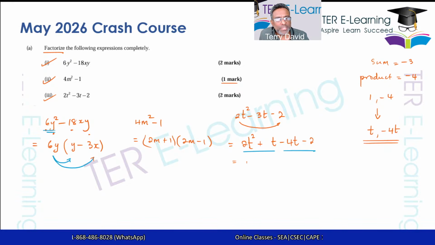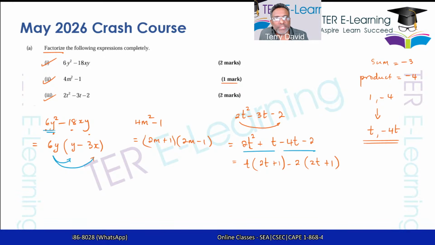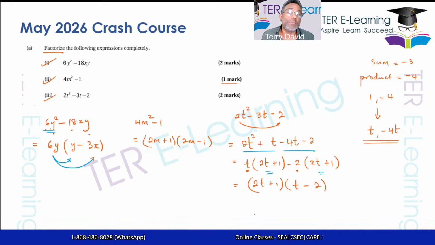Okay, so this will be t, open brackets, 2t plus 1. Then this here will be minus 2, open brackets, 2t plus 1. One of the things you have to look out for in these kinds of questions, whenever you factorize by grouping, see this bracket here and this bracket here, they have to be exactly the same. If you notice at any point those brackets are different, then something is wrong with your answer. So this is going to be 2t plus 1 in one bracket here. And in the second bracket, it's going to be made up of this t and minus 2. So this is going to be t minus 2. So that's basically what we're going to have here.